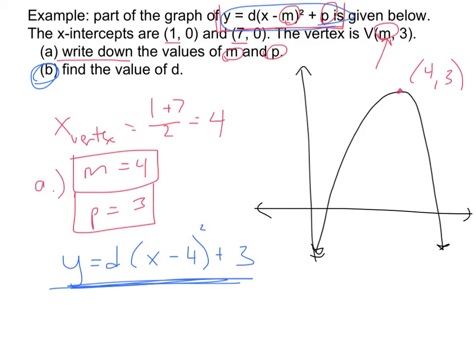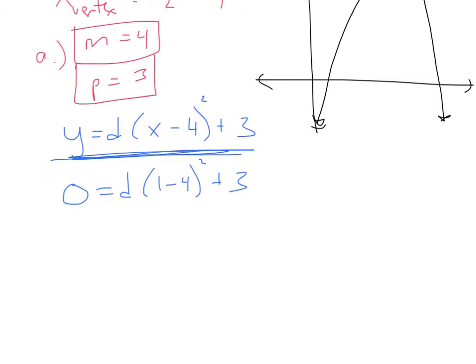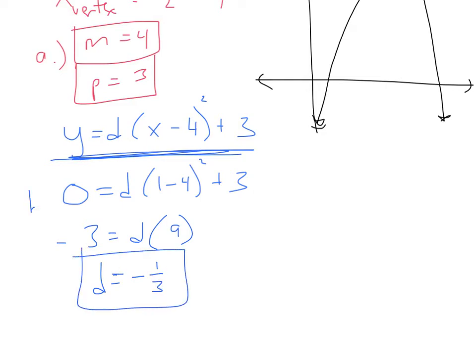So I'm going to pick the point (1, 0). It means that 0 should be equal to d times (1 minus 4) squared plus 3. And notice I now have an equation where I can just solve for d. This should be really, really simple, right? I'll have negative 3 equals d times negative 3 squared, which is 9. That's going to give me d equals negative 1/3. Right? So there's my answer for part B.